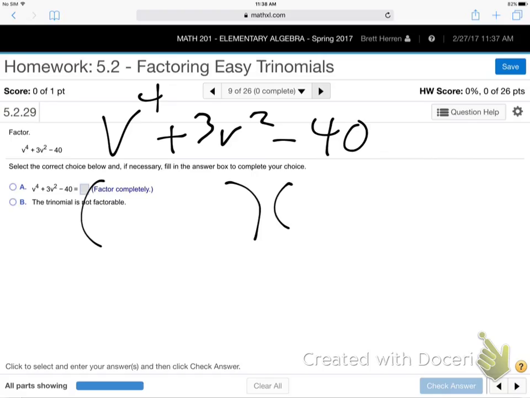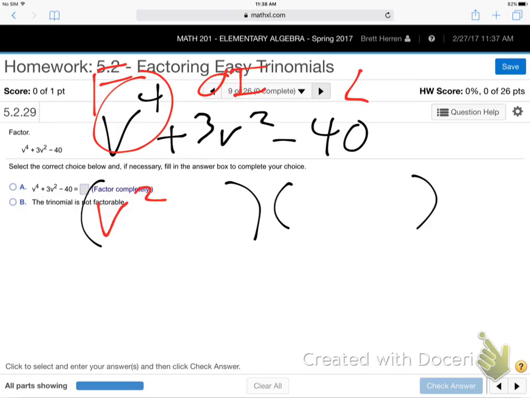Right, to the two. I'm thinking FOIL. So front times front. What times what is v to the fourth power? Remember, powers add? Yeah, v squared times v squared. Does that make sense? Because the powers have to add to be 4, right? So v squared, v squared. The rest is the same. That's the only new part.